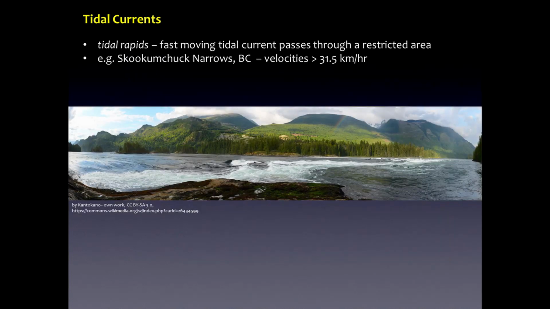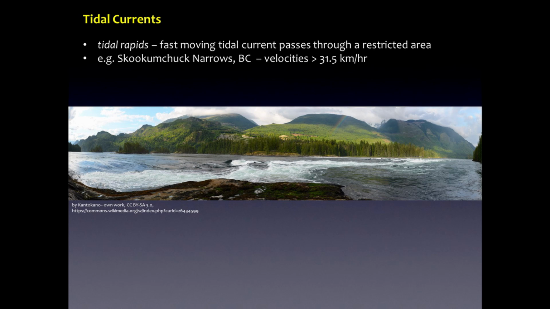There are locations on the planet along coastlines where we see a very interesting phenomenon. And this is one such example. This is along the coast of BC in a place called Skookumchuck Narrows. And what we have here, we have 2 high tides, 2 low tides a day. The tide comes in, the tide comes out. We have that flood current and that ebb current.